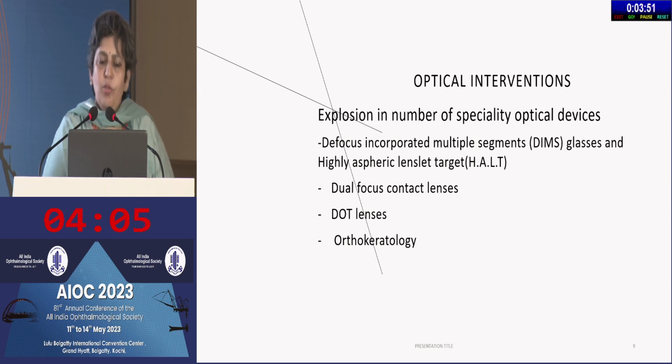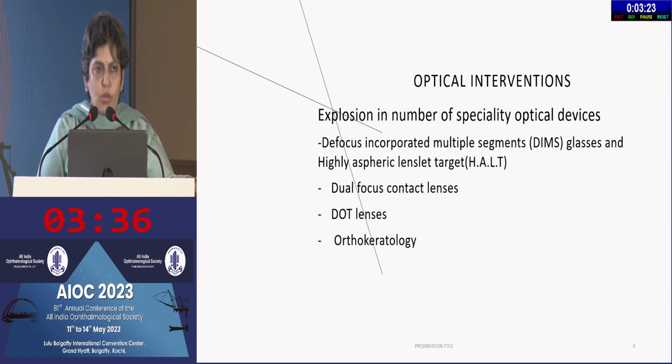You have dual focus contact lenses, which are the only FDA approved contact lenses available for myopia control, and a toric version is also available. Then there is the dot lens, which does not really produce a defocus, but has translucent dots incorporated in the glasses which reduce contrast at the level of the retina, and that is supposed to be a protective feature against myopia.